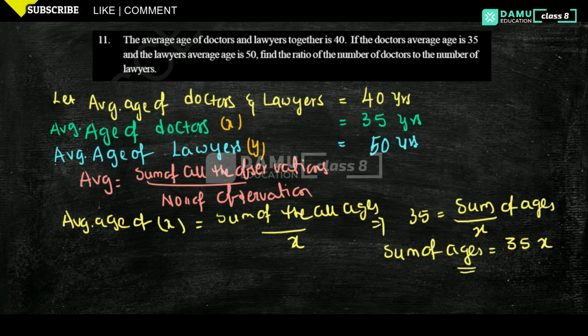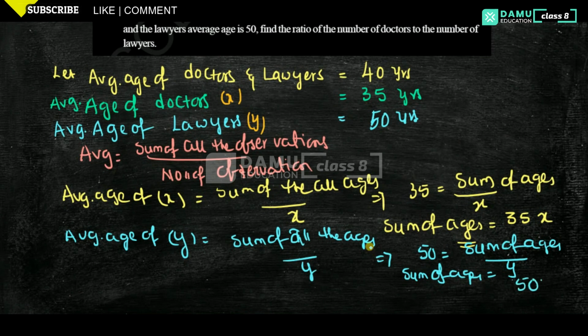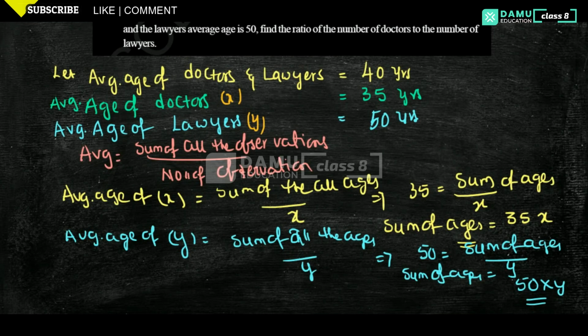Then the average age of lawyers, with number of lawyers y, equals the sum of all the ages by the number of lawyers, which is 50, equal to sum of ages by y. So the sum of ages will be equal to 50 into y. Now what you can write here is the average age of doctors and lawyers, which is 40 years.